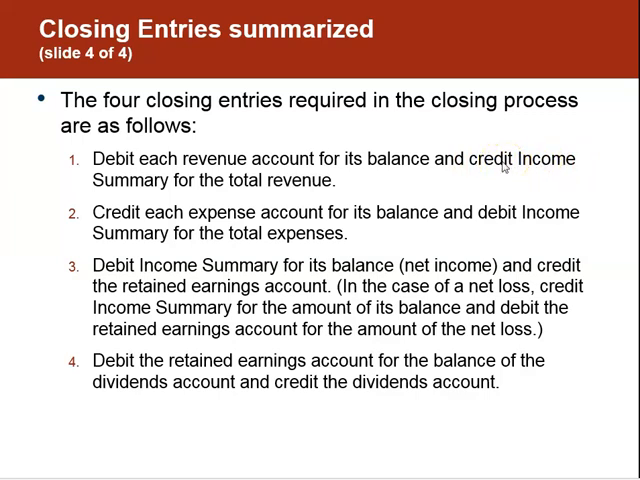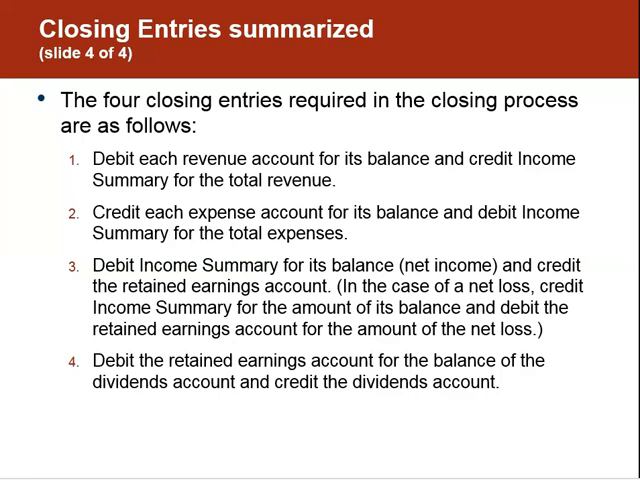Now let's just suppose that all of our expense accounts together totaled $80,000. Okay, wages, utilities, everything. Depreciation was $80,000. What that means is that after step 2, income summary would have a $20,000 credit balance. 100,000 credit balance minus the 80,000 debit that we did here. So when they say to debit income summary, what we're doing now is we're getting rid of the balance in income summary.